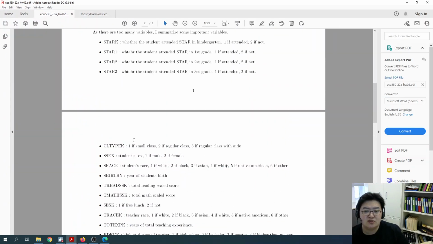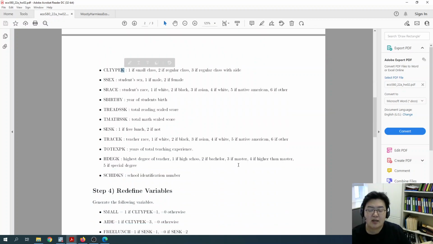We use kindergarten level data, because at the kindergarten level we have the most students participating in the program. So our analysis is based only on the kindergarten information. This is the kindergarten class type, this is the kindergarten test score, and this is the kindergarten free lunch eligibility. All of these are based on kindergarten, including the kindergarten school identification number.